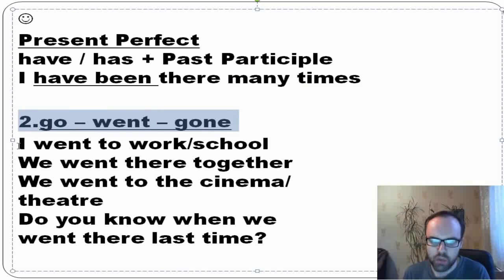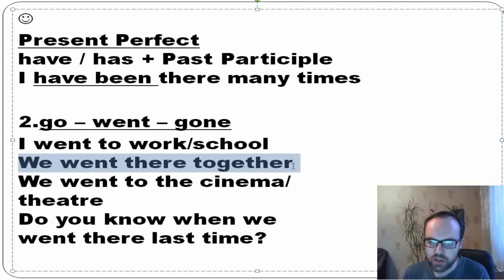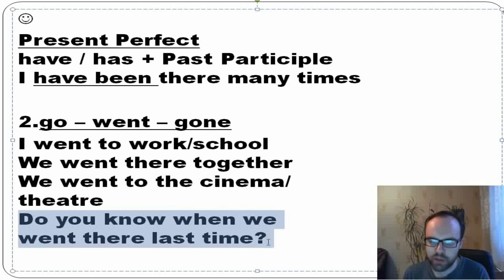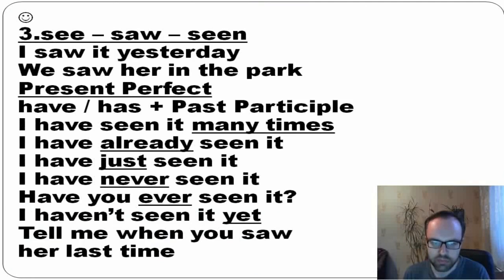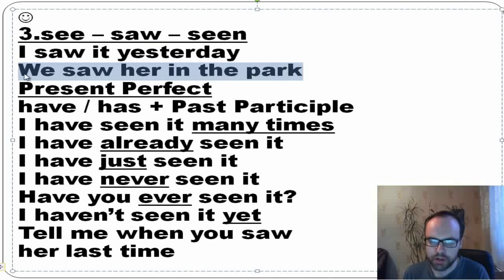Okay, the next irregular verb, go, went, gone. I went to work, I went to school. We went there together. We went to the cinema, we went to the theater. Do you know when we went there last time? Okay, see, saw, seen. I saw it yesterday. We saw her in the park.